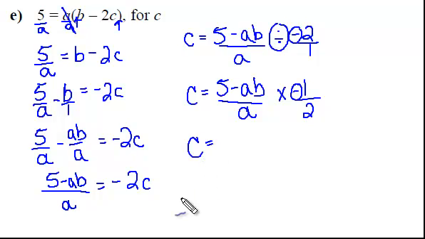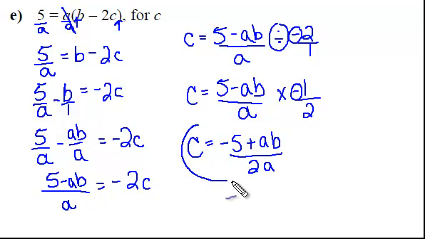Now I can just do top times top and bottom times bottom. Negative 1 times 5 minus AB will come out to, well, negative 1 times 5 gives me negative 5. And negative 1 times negative AB gives me a positive AB. And A times 2 gives me 2A. That is my final answer.